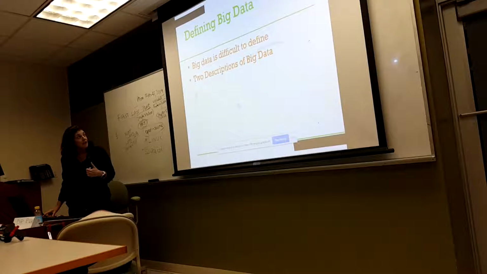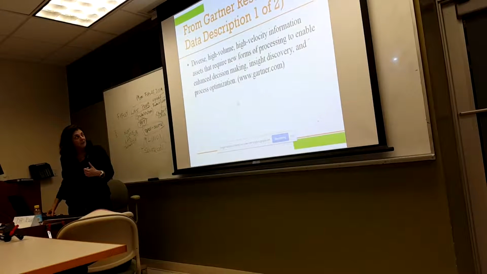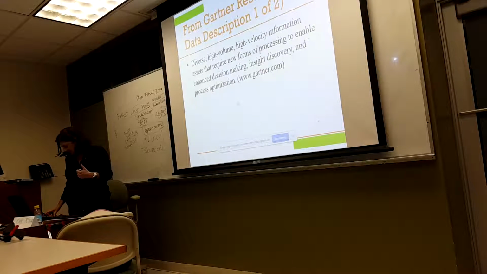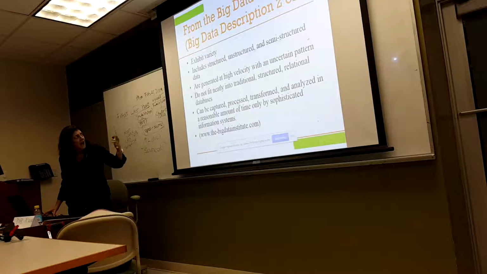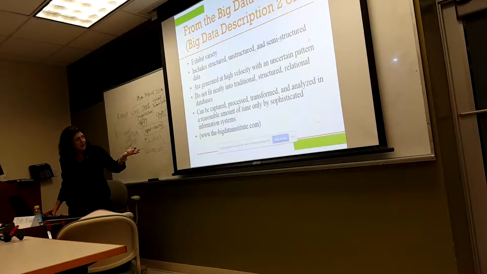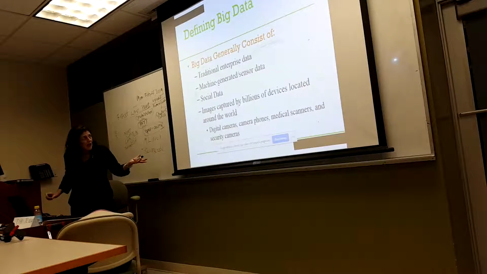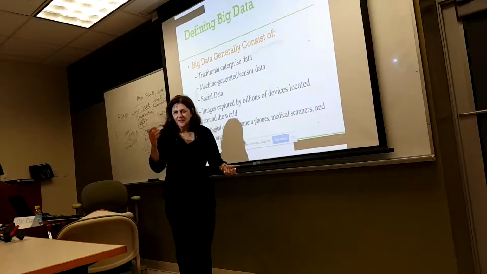And then they talk about 2 descriptions of big data. They either talk about it's diverse, high volume, high velocity, decision making, insight discovery, and process optimization. That's from Gartner. You have these slides, you don't have to copy them, right? And then they say that includes structured, unstructured, or semi-structured data. They talk about it can be captured, processed, transformed. They give us all these definitions.